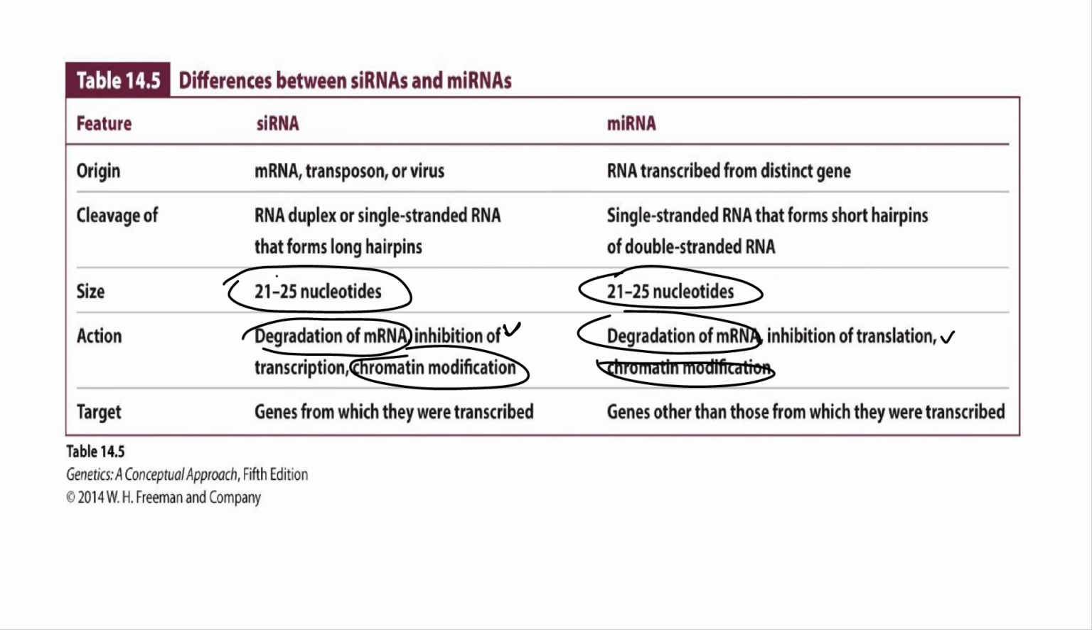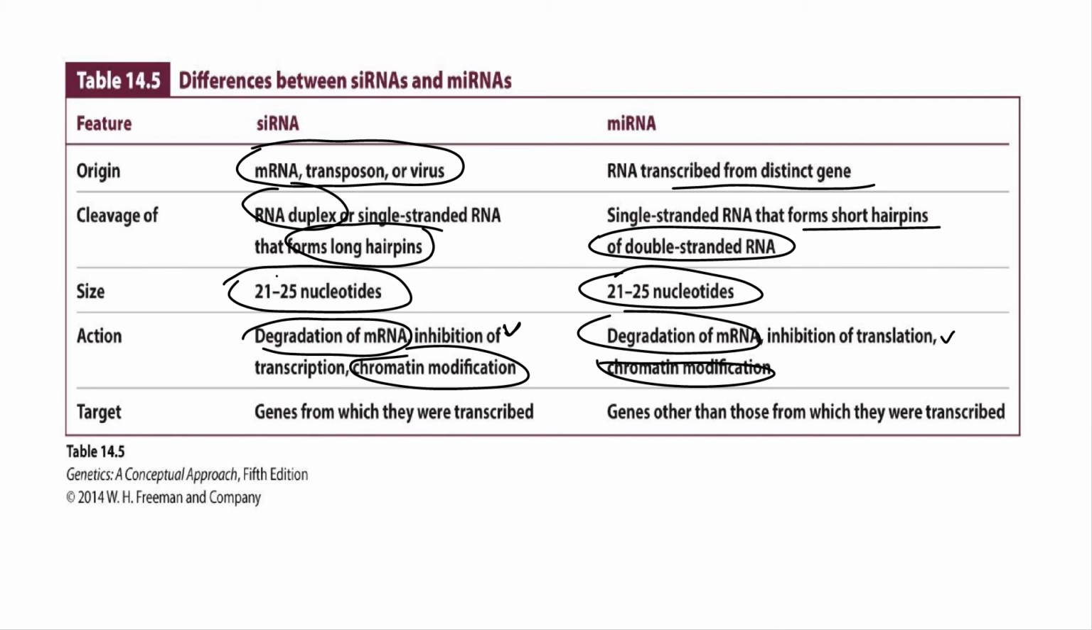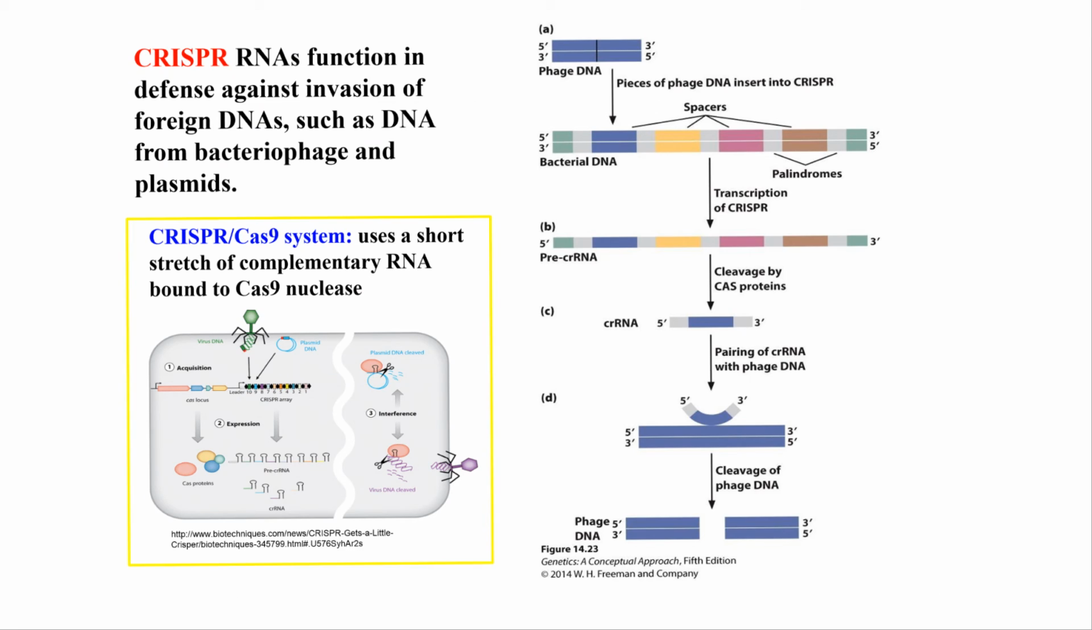Now, what are the differences? The origin and what they target. The origin of siRNA is mostly from mRNA, transposons, or viruses, which form RNA duplexes with long hairpins, while microRNA is transcribed from genes within the nuclear genome, and these genes form short hairpins because they have inverted repeats, forming short hairpins of double-stranded RNA. So both form double-stranded RNAs, but the origin and length of this double-stranded RNA is different. Also, what is different is what they target. siRNA usually targets the gene from which it was transcribed, while microRNA targets genes other than those from which it was transcribed.